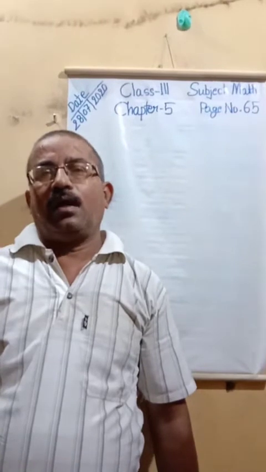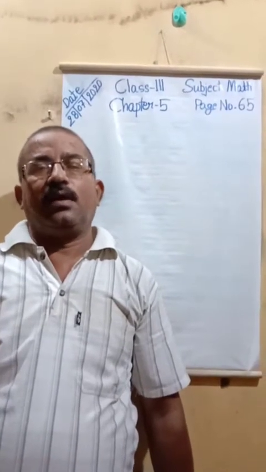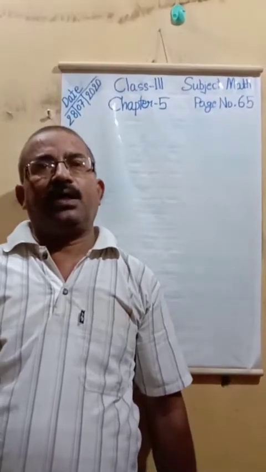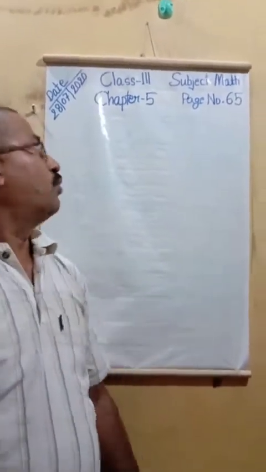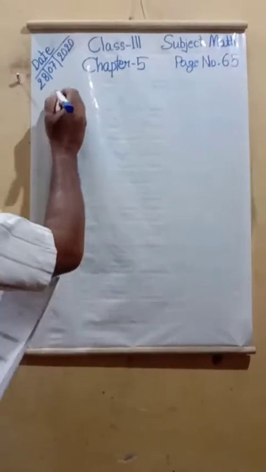Today I will teach you math, chapter 5, multiplication, page number 65, question number E.